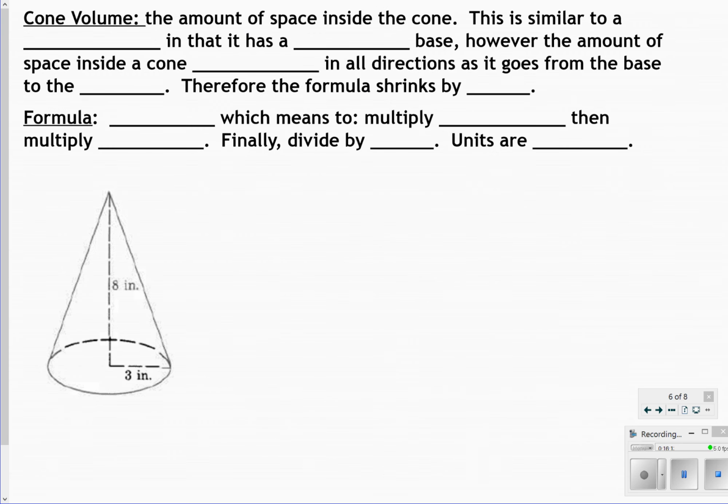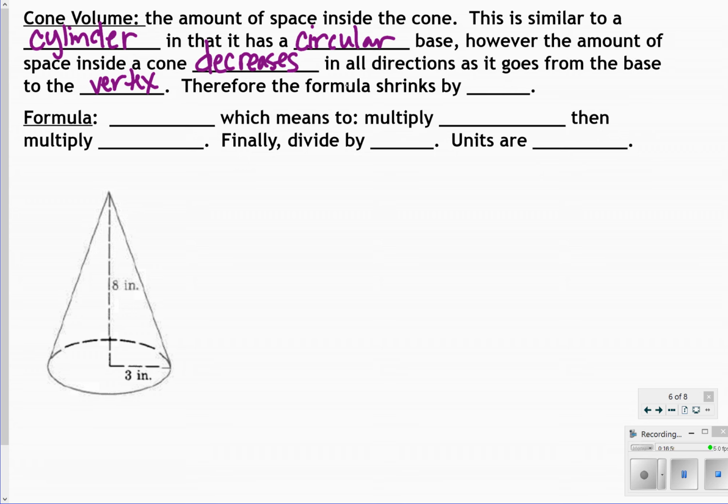Now let's talk about the volume. Again, volume is the amount of space that's inside, and in this case, what's inside this cone. It's similar to a cylinder in that it has a circular base. Remember, a cylinder has a circular base on top and bottom. So you have two bases, and then the space in between is our height. In this case, though, the space inside the cone decreases, just like our pyramid did. It decreases in all of the directions as it goes from the base to the vertex.